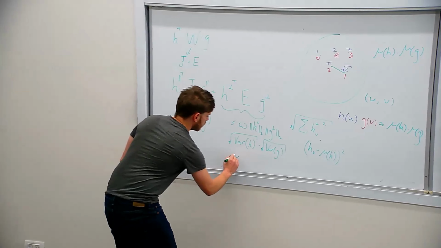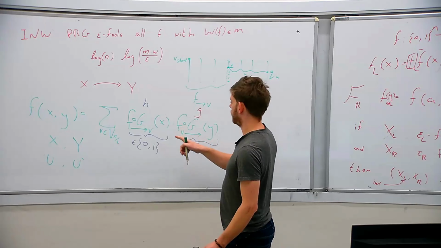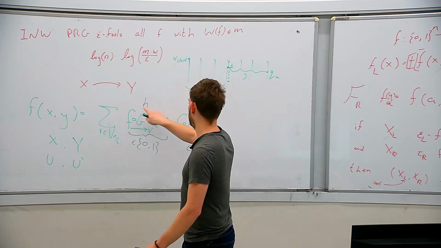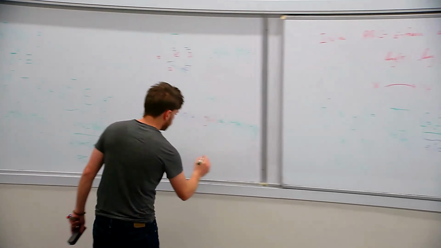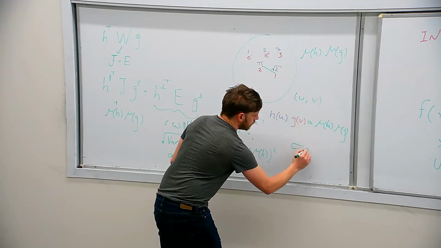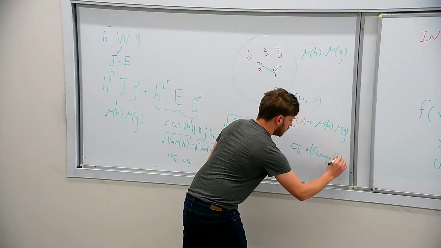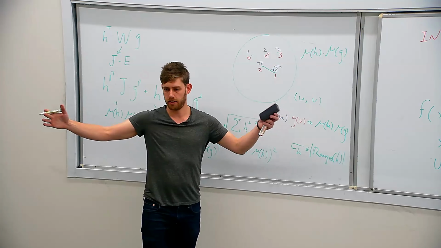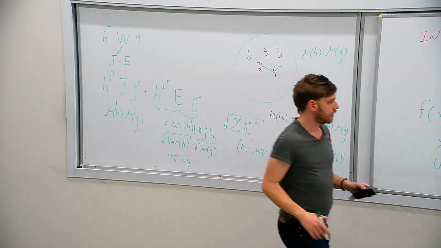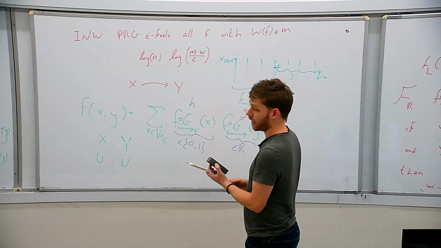Okay, so let's call it sigma H, the standard deviation. So what do we know about the standard deviation? Let's plug in our H and G. One more important fact is that sigma H is smaller than the size of the range of H. The standard deviation cannot be larger than the support size. So for H, this is at most 1.